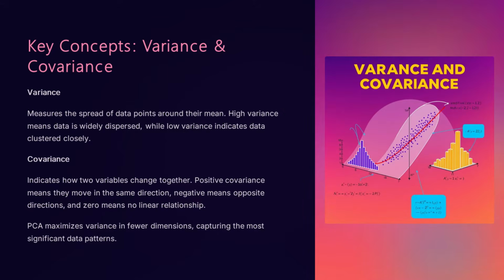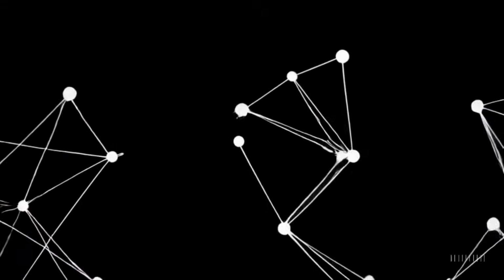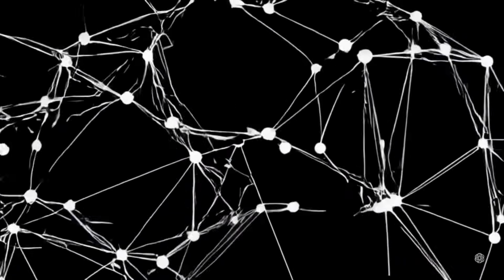The first principal component captures the most variance, the second captures the next most, and so on. Don't worry about the math for now. Just remember, PCA is essentially a smart way to identify and rank the most important patterns in your data based on how spread out and interrelated your variables are.